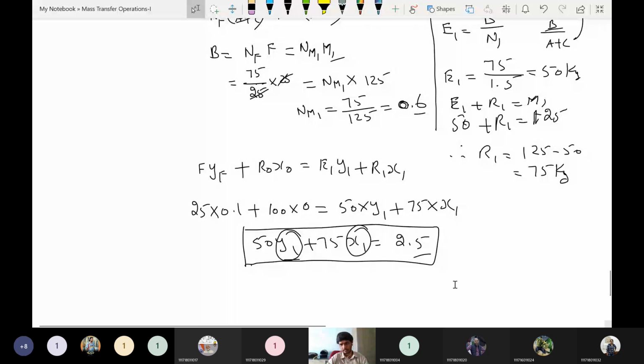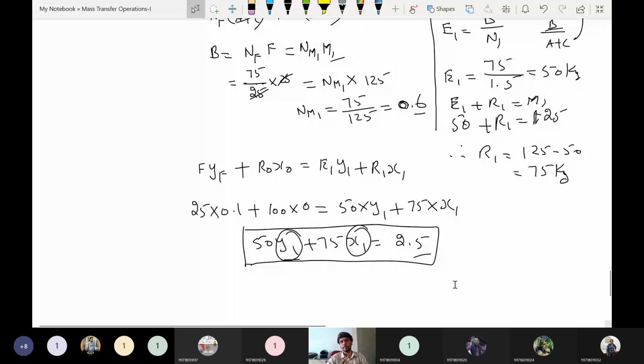Once again, quickly I will try to summarize this. If you understand this single stage, then multi-stage cross current and multi-stage counter current will be very easy. If you didn't understand this, then it is very hard to go on. In the single stage, the notation scheme is very important. If you understand the notation scheme, then finding out is very easy.